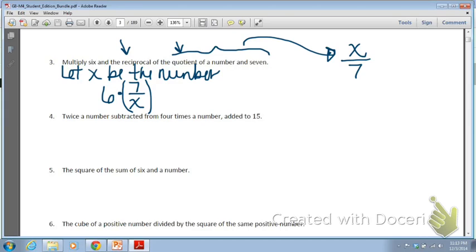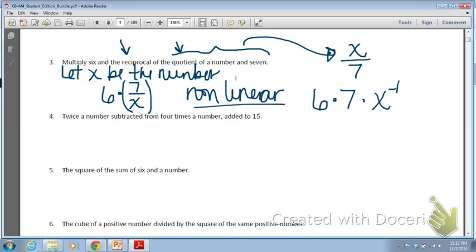And this would be nonlinear. The reason for that is that this could be rewritten as 6 times 7 times 1 over x, and then that 1 over x could be written as x to the negative 1. So x to the negative 1, the power on that term does not qualify for a linear expression, so this one would be nonlinear.